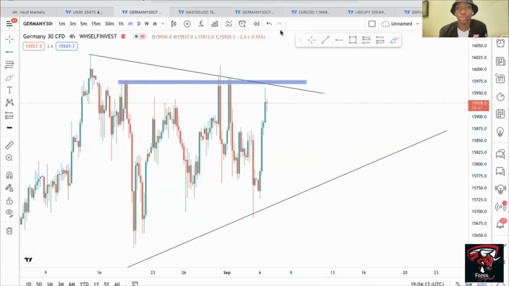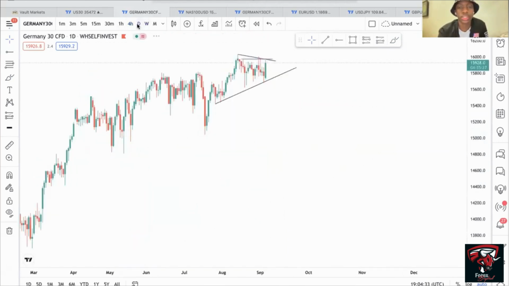Let me actually not say I do believe it's going to close below the zone. I'm going to wait to see how it reacts to the zone and trend line, guys. If it closes below, if it respects, then I'm looking to sell. If it breaks, I'm looking to enter on the retest. Right, so that's my German 30 analysis.